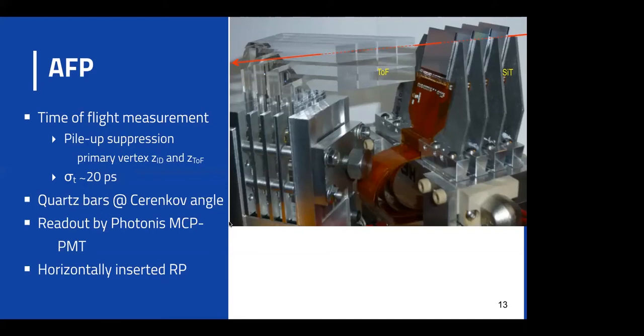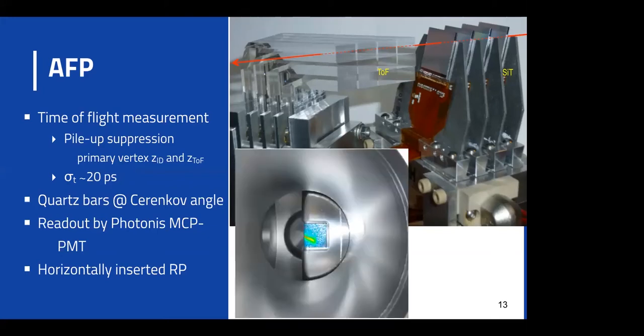They are read out by photonics multi-channel plate photomultipliers, and they are inserted horizontally within the Roman pots. Here we see an image, they move in this direction, of the Roman pot superimposed with a typical pattern we will see in a diffractive event from data taking.